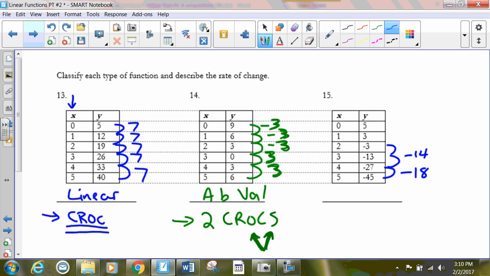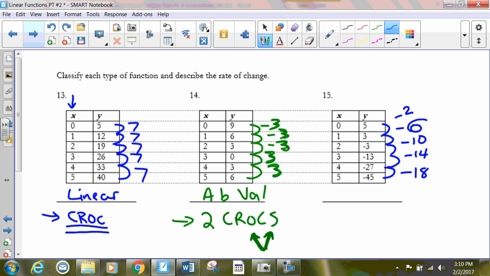And then negative 13 minus a negative 3, that's negative 10. And then we've got negative 3 minus 3, oh sorry, negative 3 minus 3 is negative 6. And 3 minus 5 is negative 2. Whew. All right.